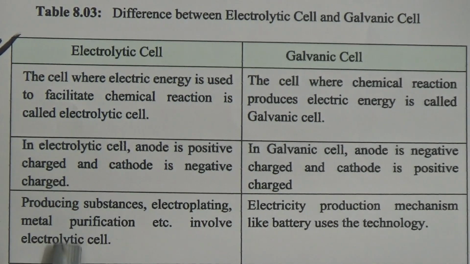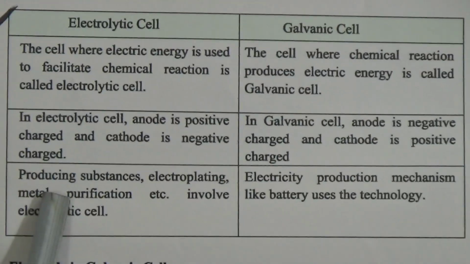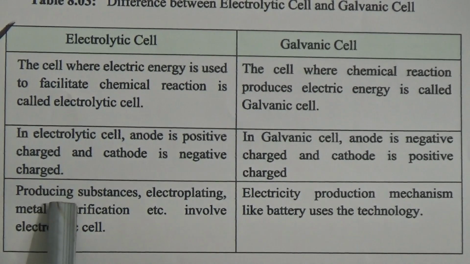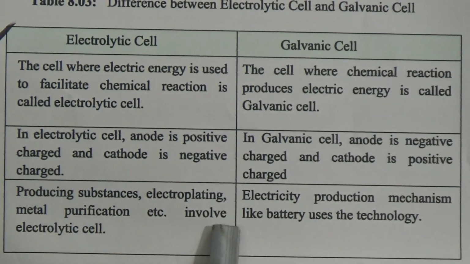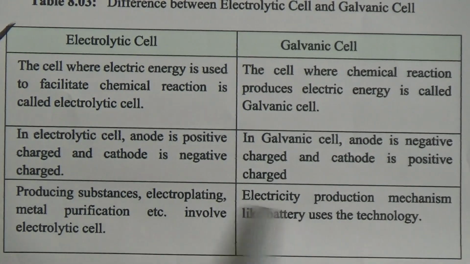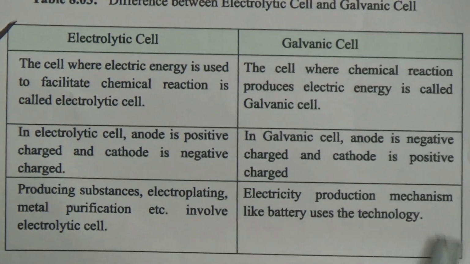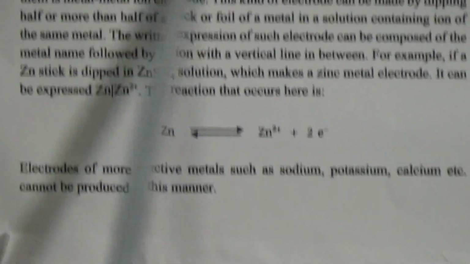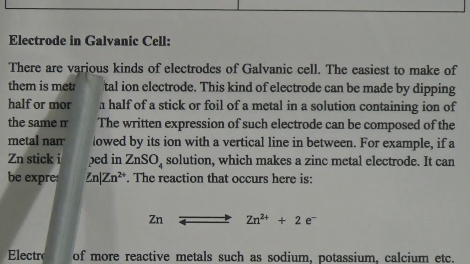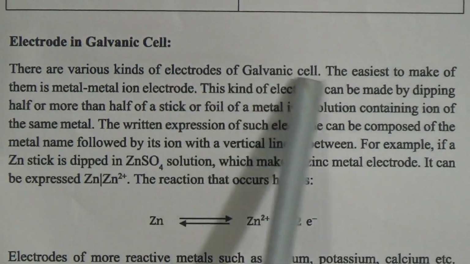Now come to the last one. Electrolytic cells are involved in producing substances, electroplating metals, purification, etc. Electricity production mechanisms like batteries use galvanic cell technology. Now come to electrodes in a galvanic cell. There are various kinds of electrodes of a galvanic cell.